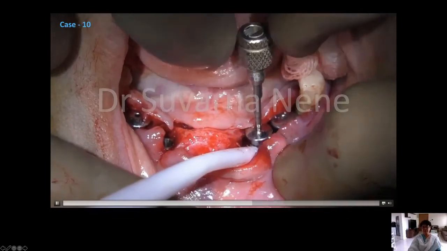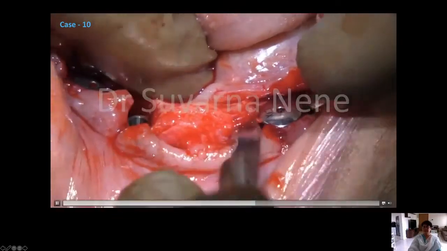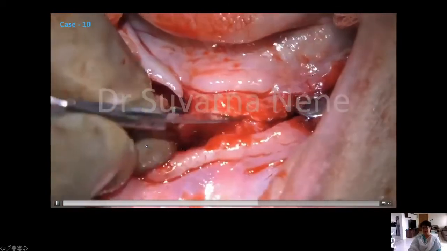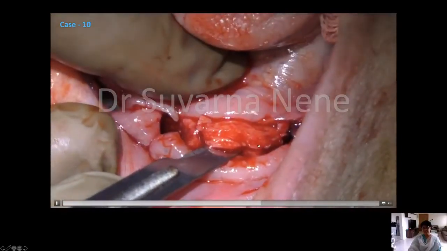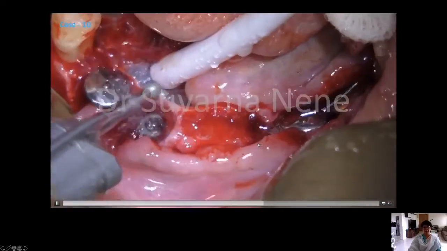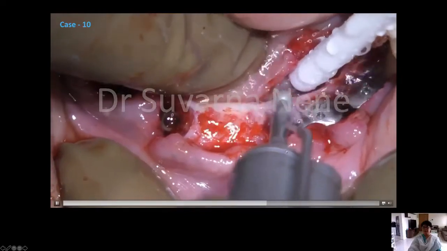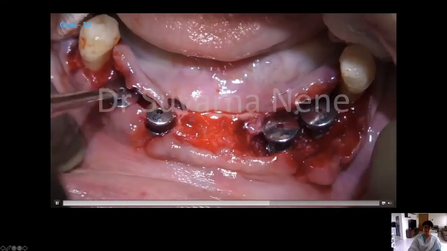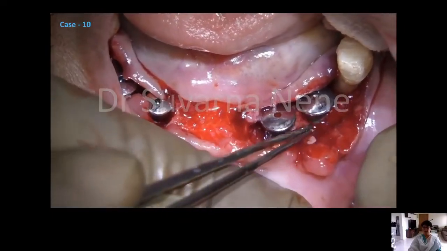So instead of cover screws, we decided to place the gingival formers, because these will help me for the vertical support of the flap. And then there was some excess bone in the center, which I am removing with my method of scalpel, and I am going to use that original bone. I also have to take care of the sharpness of the lingual plate. Also need to check whether I have sufficient soft tissue for the closure, or I have to release it.